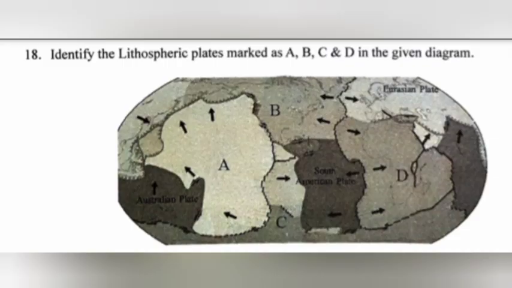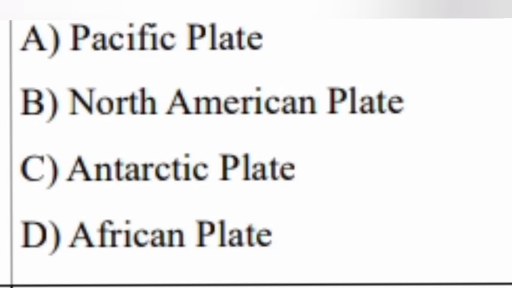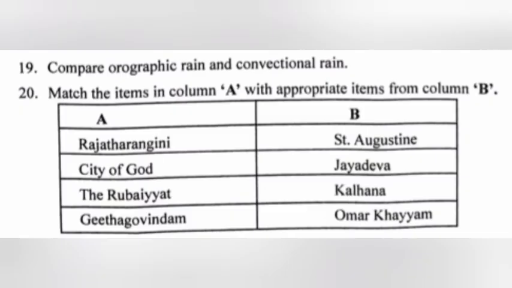18. Identify the lithospheric plates marked as A, B, C, and D in the given diagram. Answer: A. Pacific Plate, B. North American Plate, C. Antarctic Plate, D. African Plate.